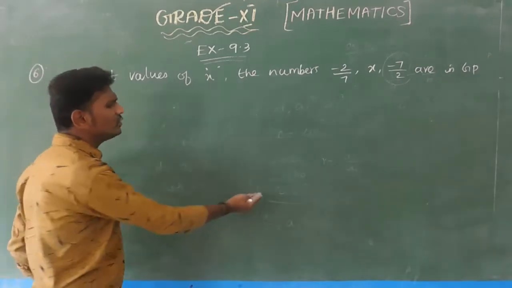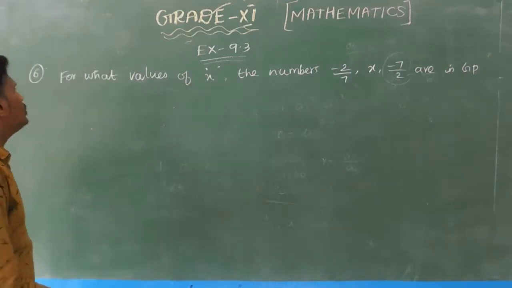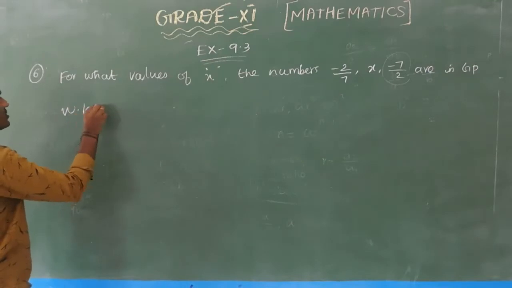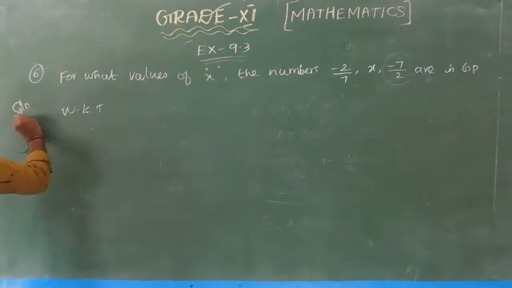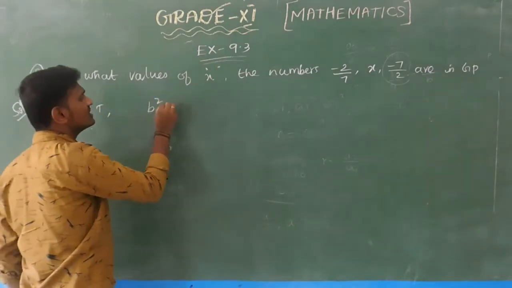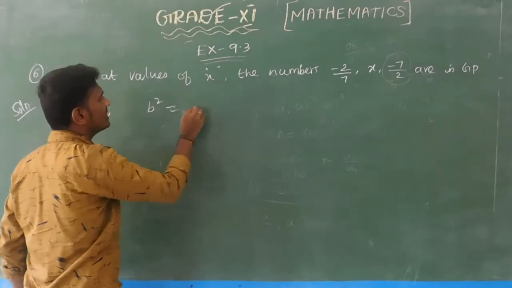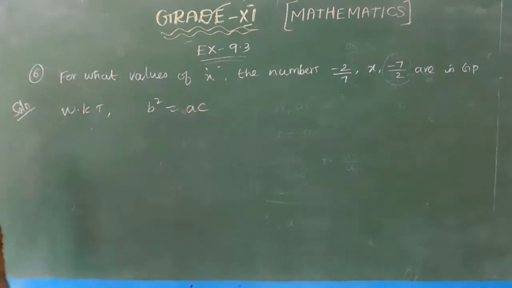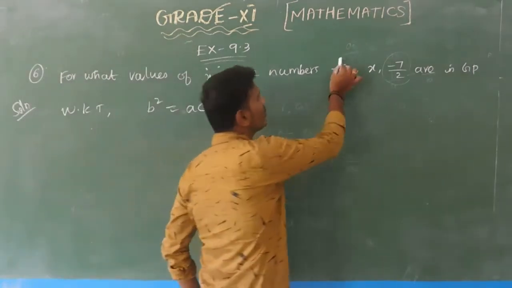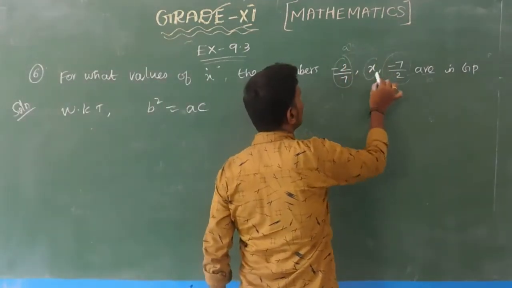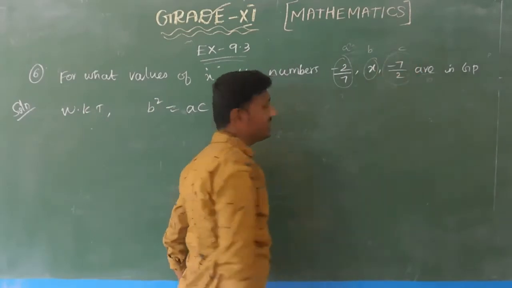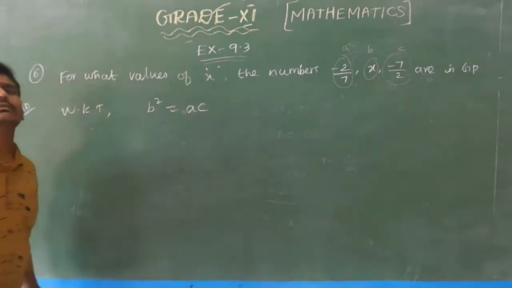So now, as I told you, in GP you have a concept. We know the concept: b square is equal to AC. So for that you have a equal to minus 2 by 7, b equal to x, and c equal to minus 7 by 2.